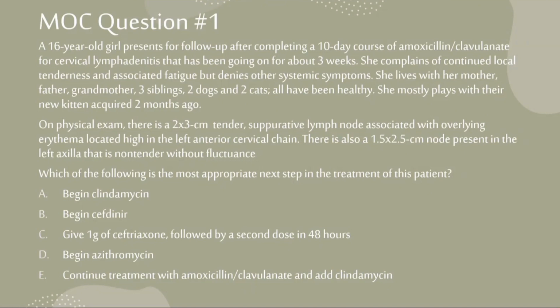On physical exam, you notice a 2 by 3 centimeter tender suppurative lymph node with overlying erythema in the left anterior cervical chain. There's also another node present in the left axilla, but it's non-tender and doesn't have any fluctuance. Which of the following is the most appropriate next step in the treatment of this patient? If you're online, you can put it in the chat and Miss Jamie will. We're getting a couple B's. Perfect.